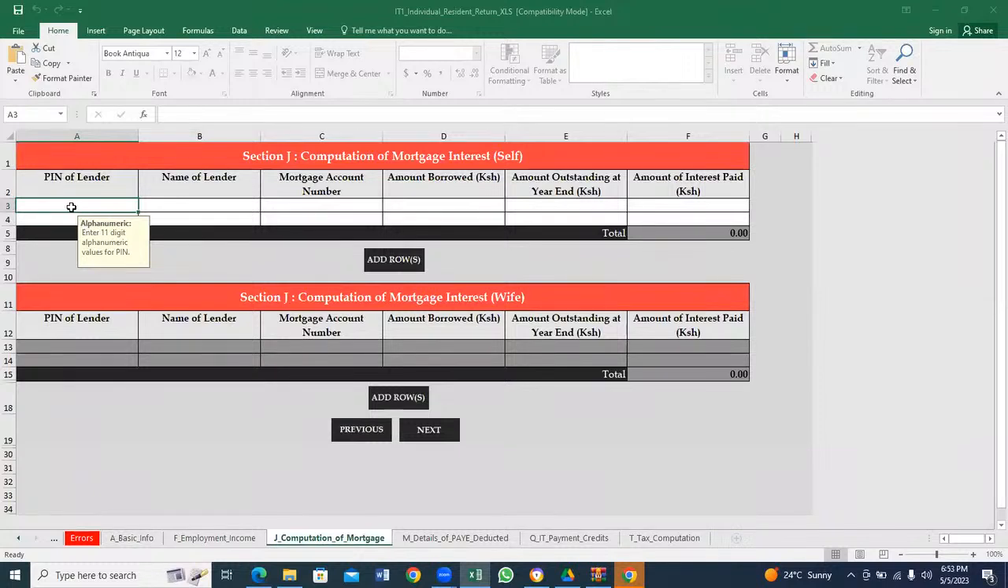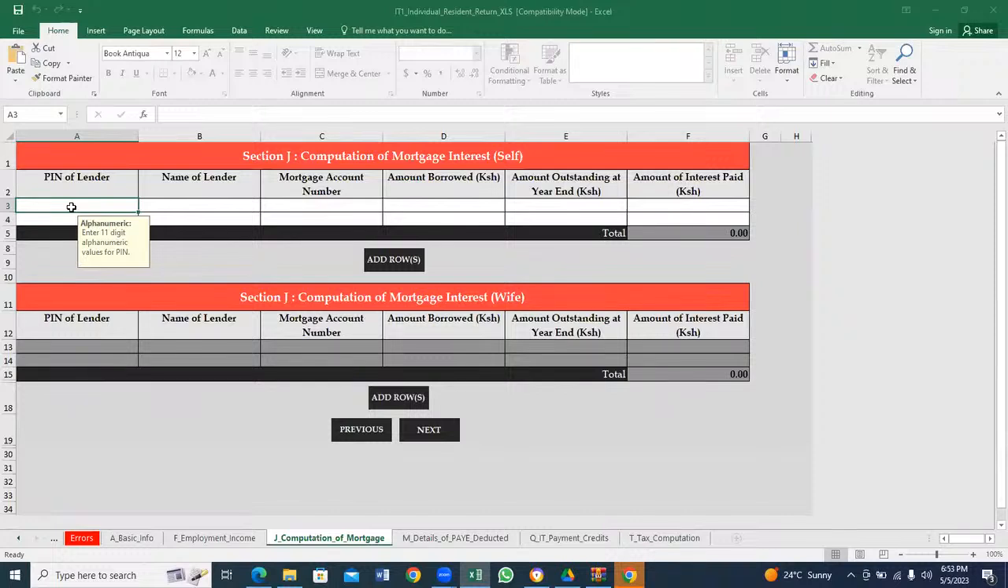Who gave you the mortgage? So you go to the mortgage statement. I sent a mortgage statement. Please open it. Have you seen the mortgage statement with you? Open the mortgage statement.